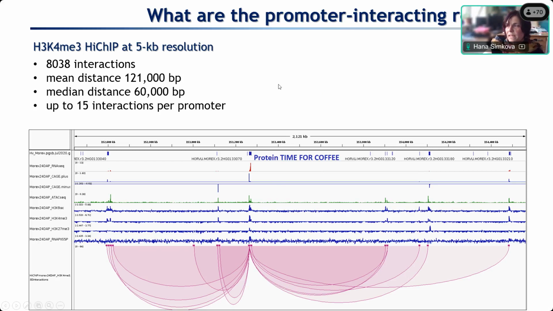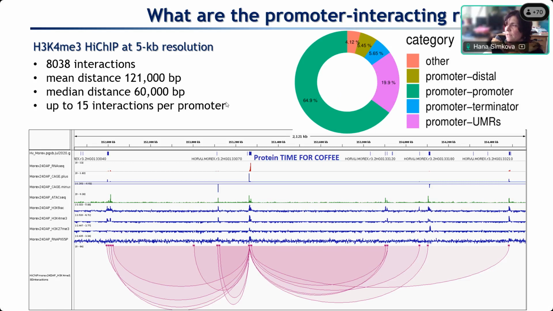Here is general information about the interactions because we tried to classify them to look at what the links actually are, which regions are linked by these interactions. And to our surprise, the major part of the interactions was promoter-promoter interactions, which is kind of counterintuitive because we expected, before getting deeper into the problematics, that we would predominantly see interactions of promoters with some distant regions, which may be the possible enhancers. But after going through the literature, mainly from animals, we found that these promoter-promoter interactions are very frequent.